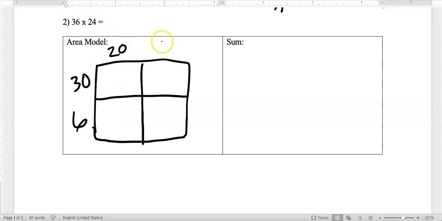So that's 24. I'm going to come on over, multiply this 2 times 3, which is 6, adding both these zeros, which gives me 600. 2 times 6 gives me 12. Adding that 0 gives me 120. 4 times 3 gives me 12. Adding that 0 gives me 120. And 4 times 6 is 24.